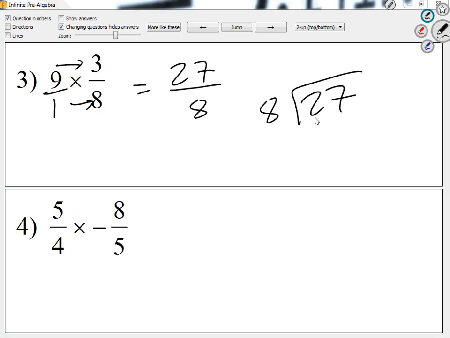How many times does 8 go into 27? 3. 3 times 8 is 24. My remainder is 3. So my fraction will be 3 over 8.